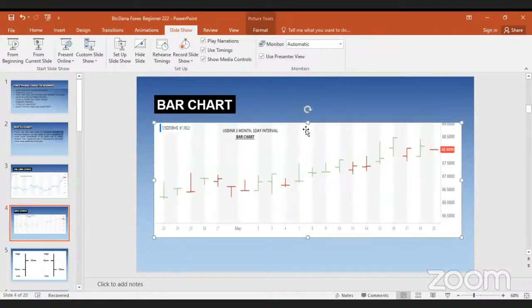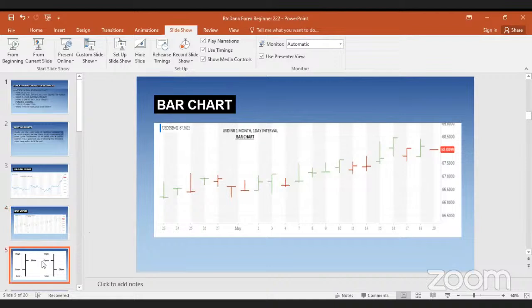I hope you can see. This is how the bar chart looks in the forex market. You see how they look? This is the bar chart. It's plotted in a way that it looks like a bar. It's also one of the types of charts that we have in the forex market.